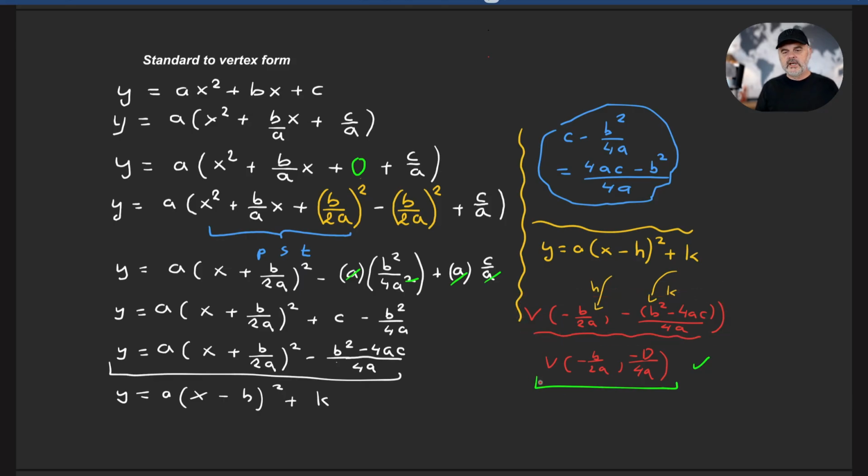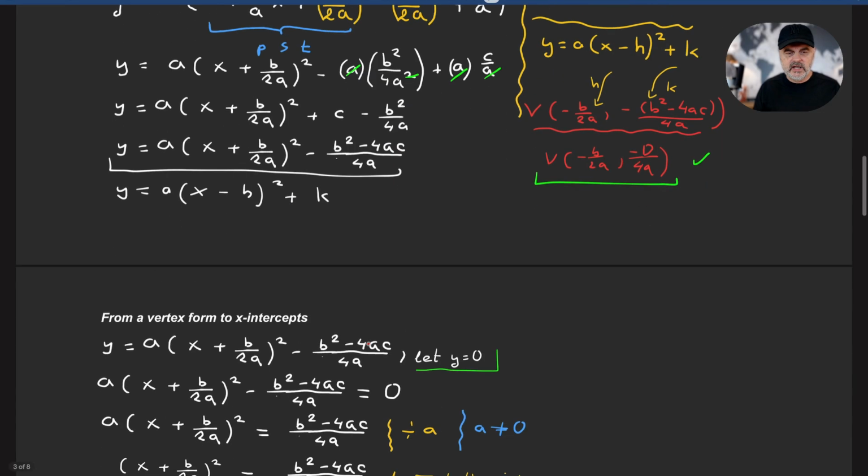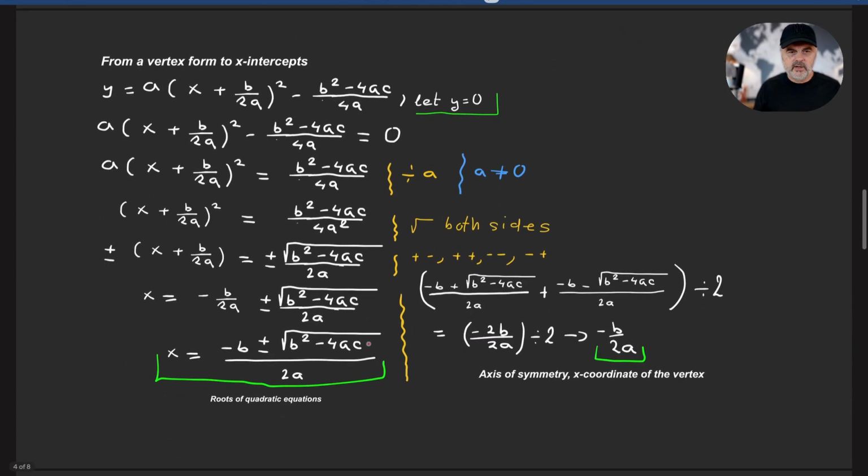So the vertex is equivalent to negative b over 2a for the x coordinate, and negative discriminant for the y coordinate, that portion b squared minus 4ac, which is also called a discriminant from quadratic equations. So let's move down to the following.